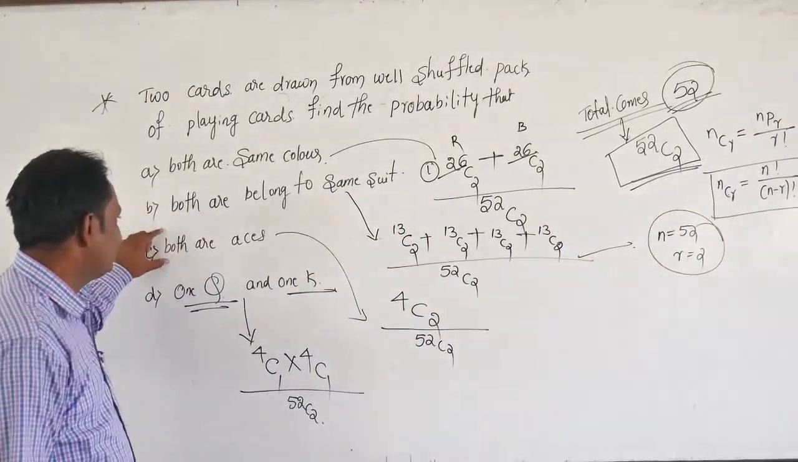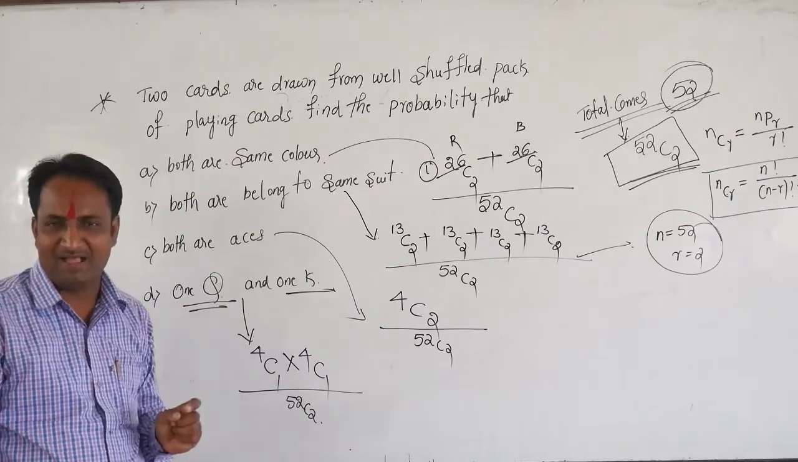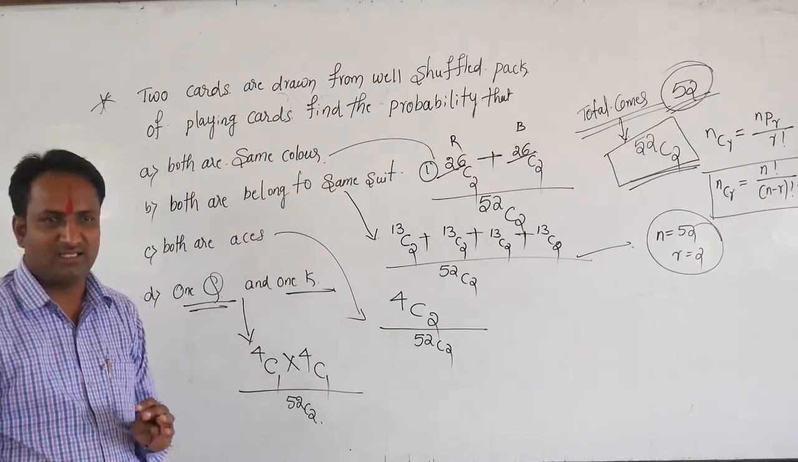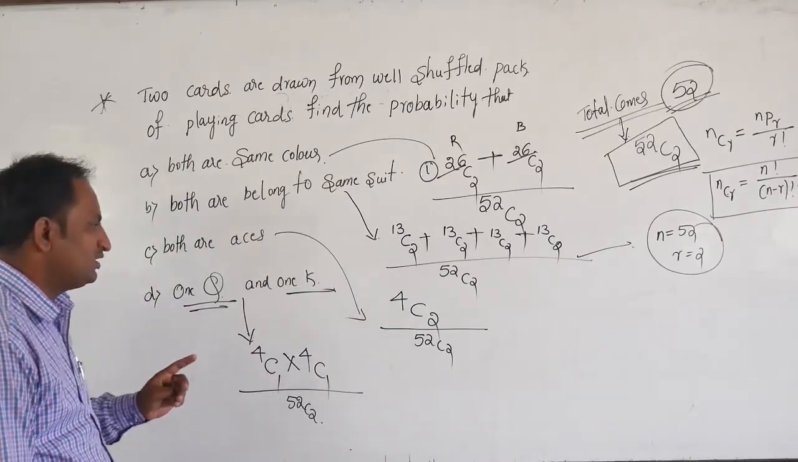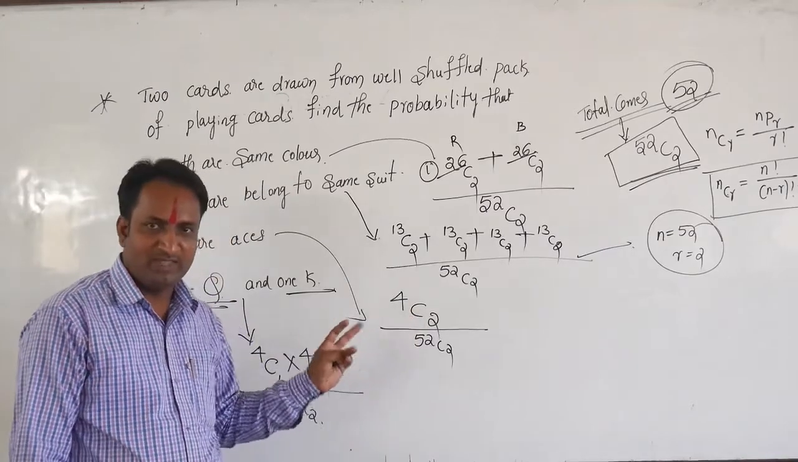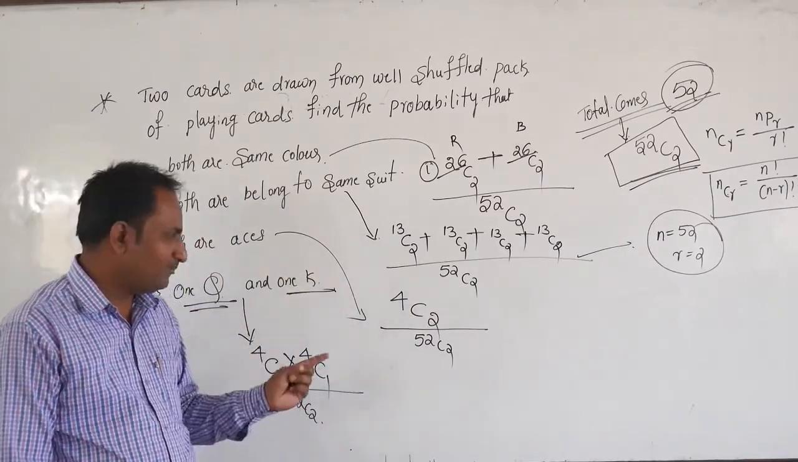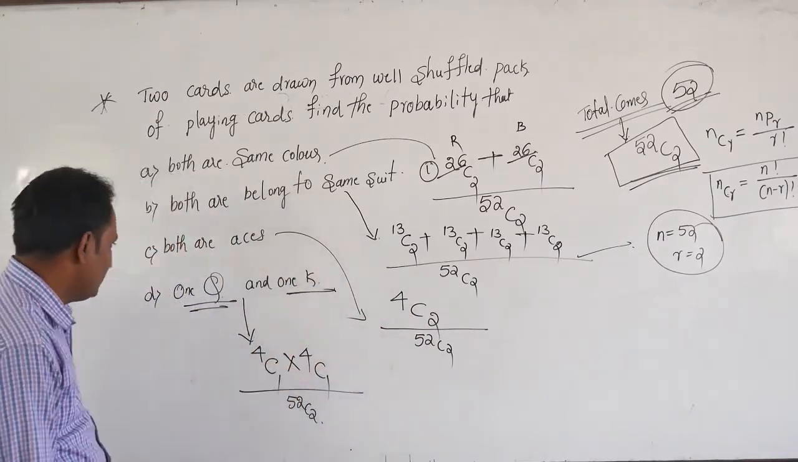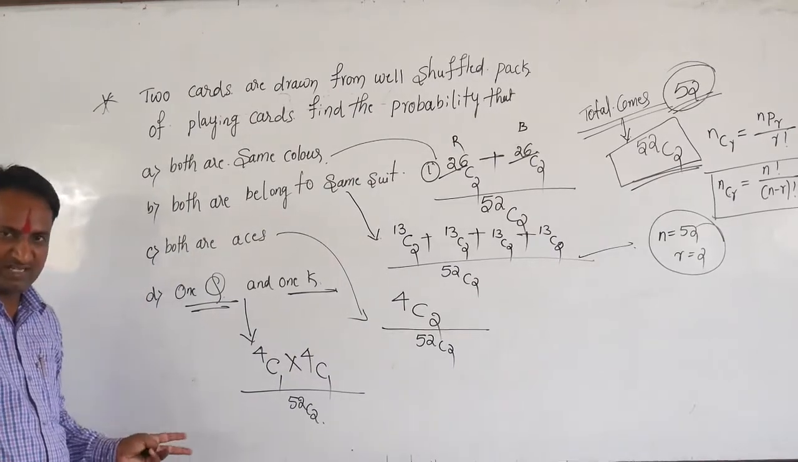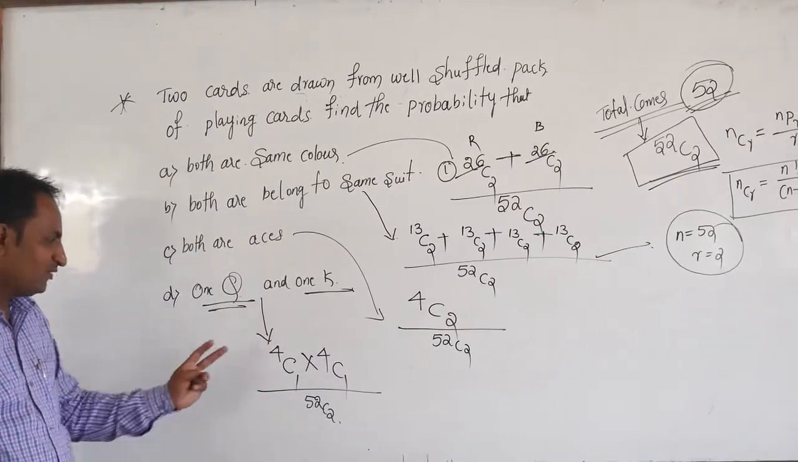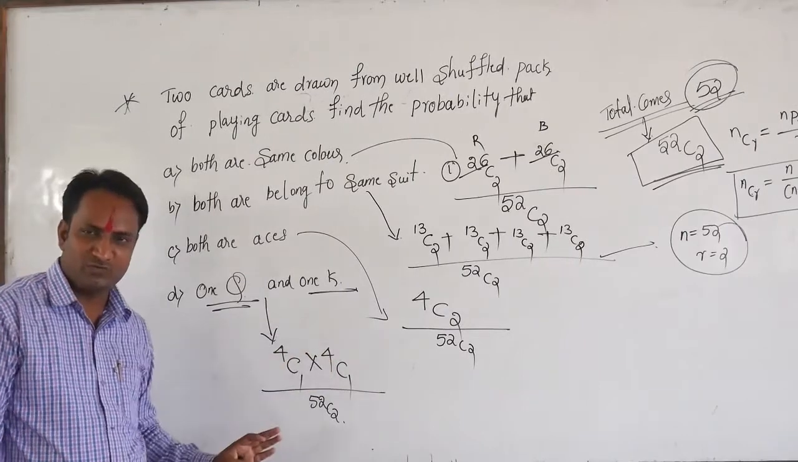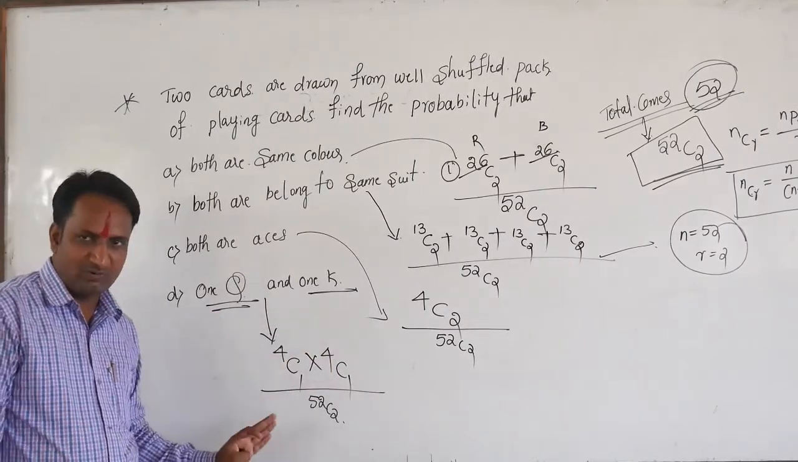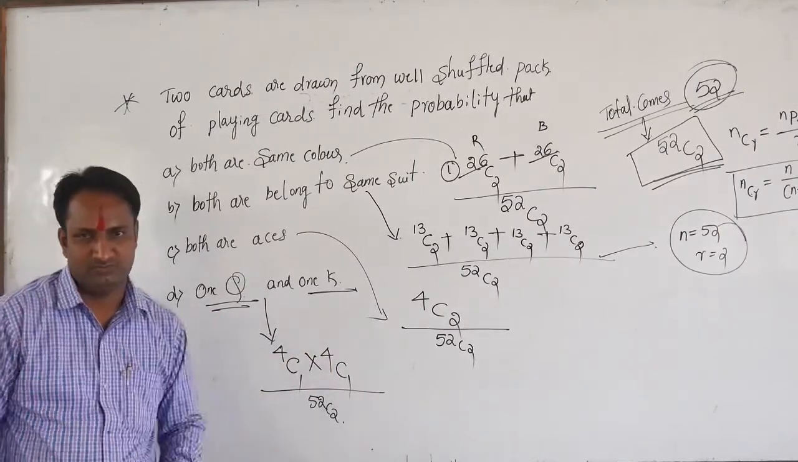Here, both are aces. In a pack there are 4 aces. Out of 4 aces we can choose only 2. That's why 4C2 divided by 52C2. For one queen and one king, it is 4C1 into 4C1 divided by the total outcomes 52C2.